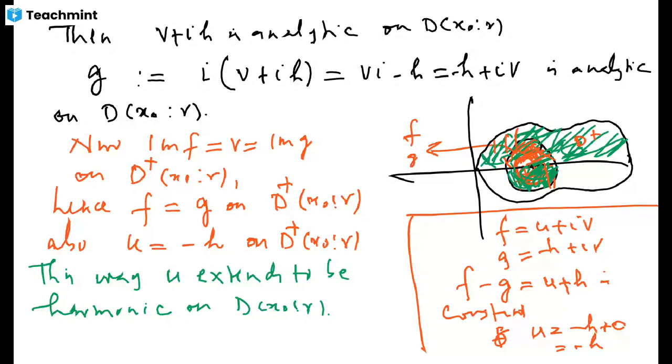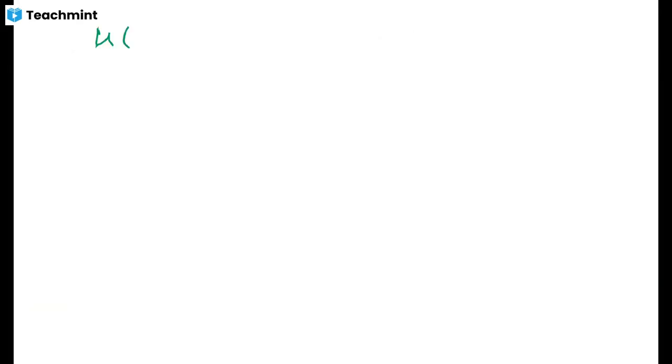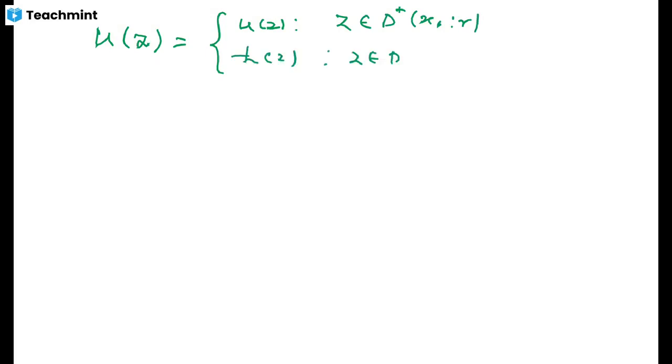आप क्या करेंगे? What you have to do, you have to just redefine u. u को पूरे आपने डिस्क पे कैसे डिफाइन करना है? You have to define on the whole disk, if you take any point, uz has to be, you just keep it uz if z is in the upper part of this disk, and you take it to be minus of hz if z is in the lower part. Then you see that this function is actually nothing but minus h of z, and minus h is a harmonic function, and so u is a harmonic function on the whole of the disk d.